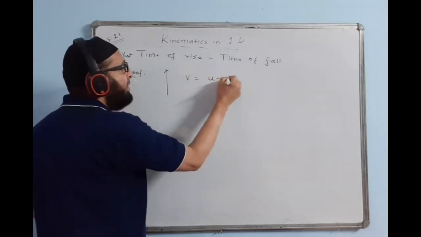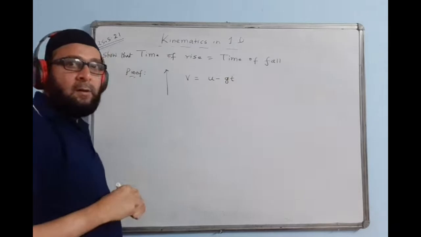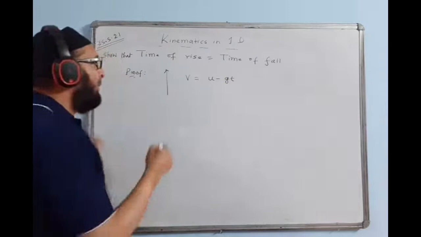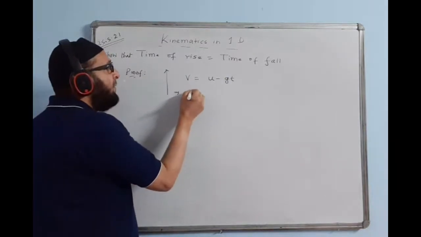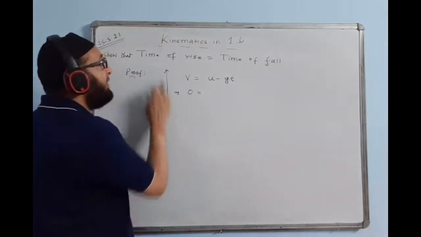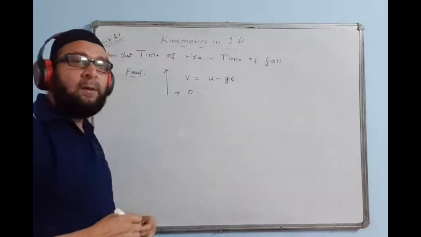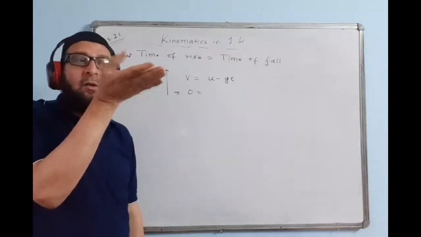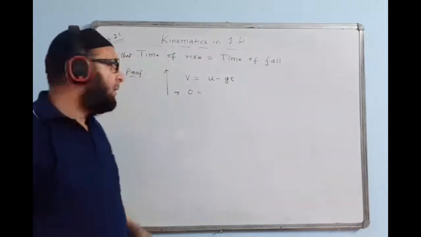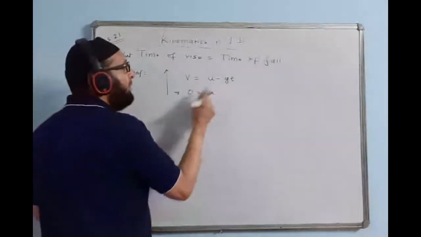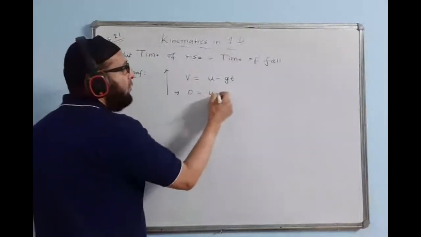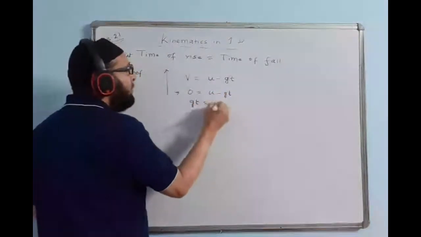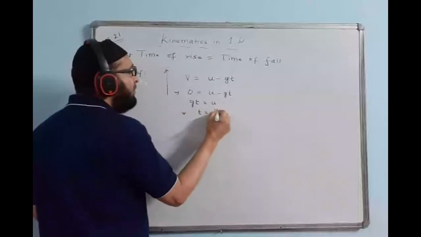V is equal to U minus GT. Why minus sign? Because it's going up against gravity, so minus sign. When it reaches the maximum height, what is the value of V? The value of V becomes 0 at the maximum height. The final velocity becomes 0 only when the body reaches the maximum height. Then the velocity value is 0, and then it's returning back. We are throwing it with the initial velocity U, so 0 equals U minus GT. GT will become U, therefore T value will become U by G.